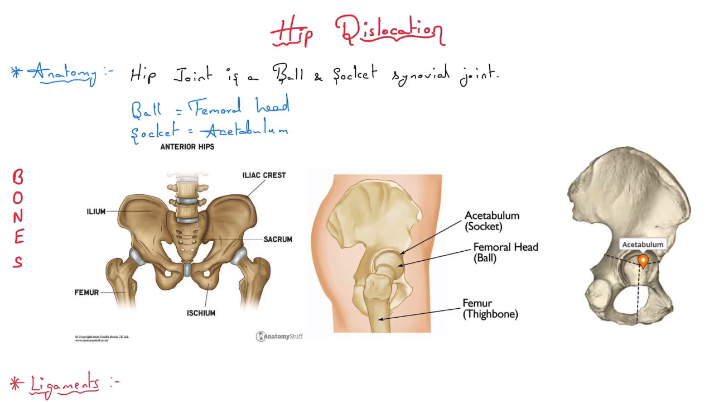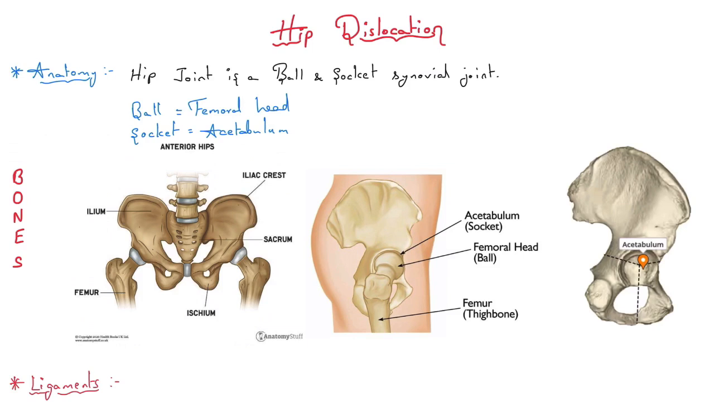Okay, so first of all, what is hip dislocation? Hip dislocation is when the femoral head is displaced from the acetabulum. Acetabulum means you can think of it as the hip socket. When the femoral head is displaced from the acetabulum, we call that hip dislocation. It's a medical emergency due to risk of neurovascular compromise and avascular necrosis.